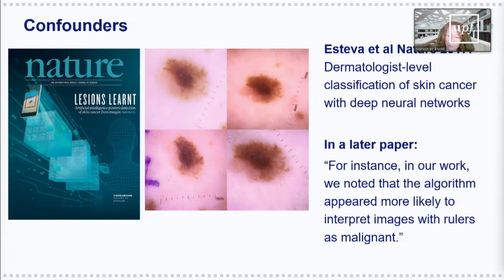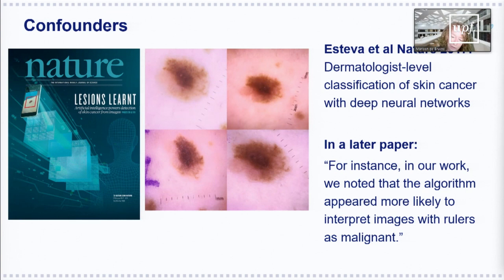So apart from scanner models, there may be other confounders. Here's an example. In 2017, Nature published a paper showing that an AI model was trained to classify images of skin lesions as benign lesions or malignant skin cancers. This model was trained on more than 100,000 skin images, and it achieved the same accuracy as board-certified dermatologists.